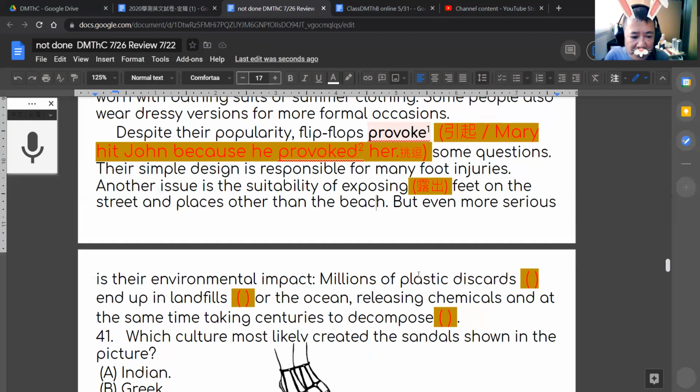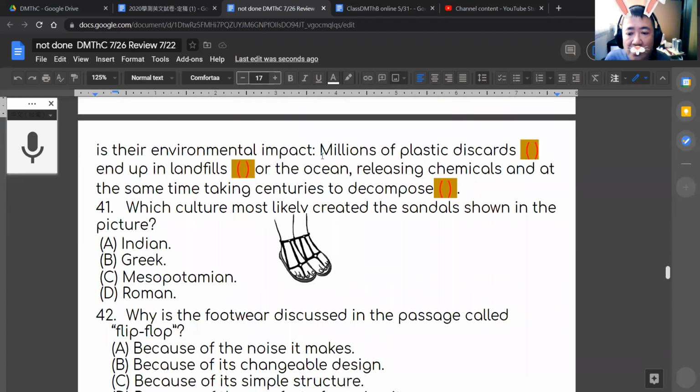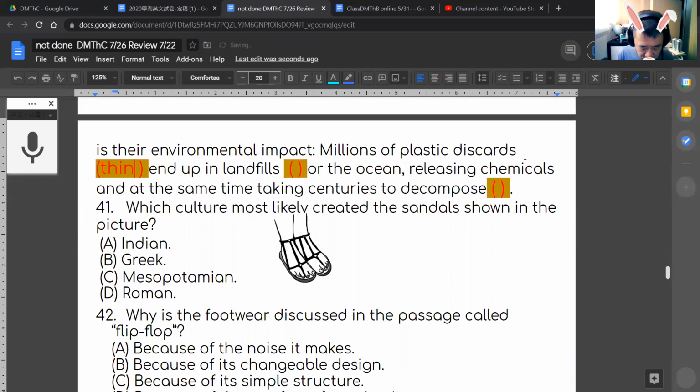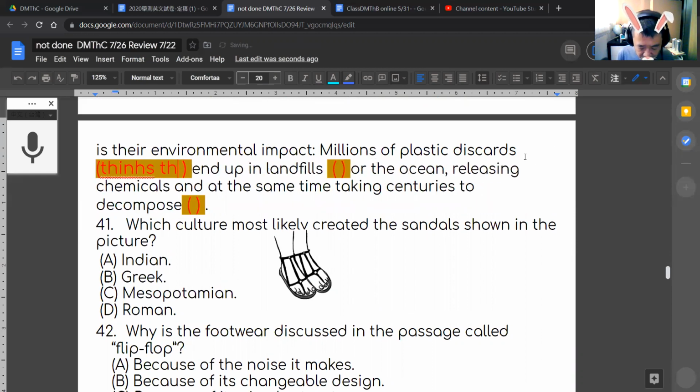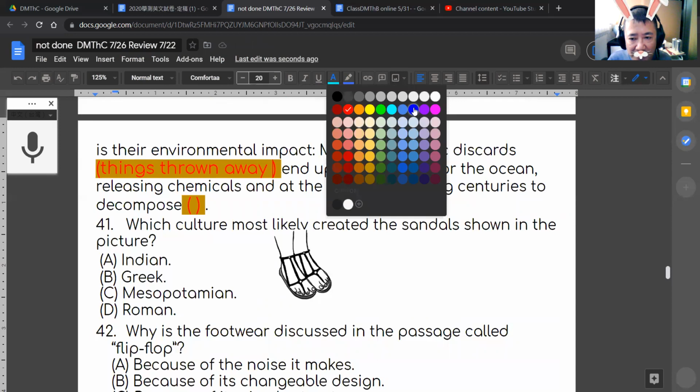But even more serious is their environmental impact. And here it is, the most difficult question. Millions of plastic discards. Things thrown away. Why is it things thrown away? Well, this is the reason. Check this out. Let me change it to black or blue because this color is really bothering me.